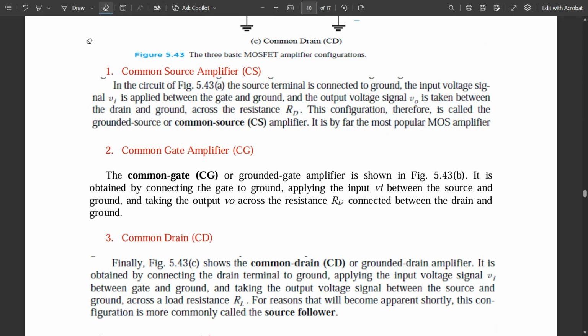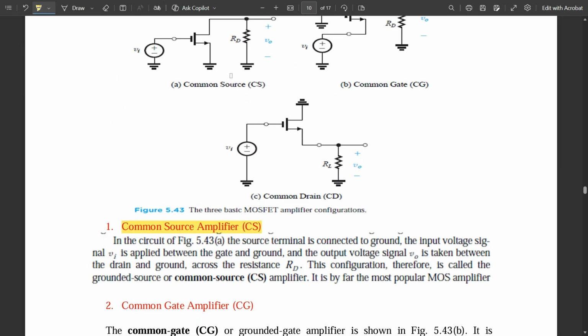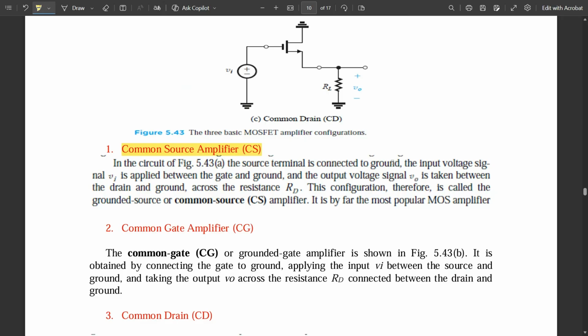So as mentioned, first one, common source amplifier. In the circuit, in figure 5.43a, a source terminal is connected to the ground. The input voltage signal Vi is applied between the gate and the ground, and the output voltage signal V0 is taken between the drain and the ground.